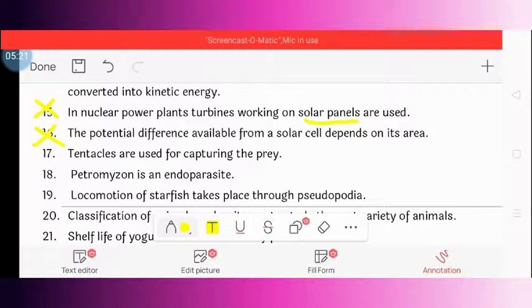The correct one is solar cells are made up of a special type of material called semiconductor. So the potential difference available from a solar cell is independent of its area, not dependent, it is independent of its area. Question number 17. Tentacles are used for capturing the prey. So yes, this statement is correct.